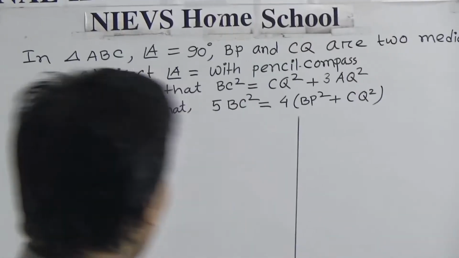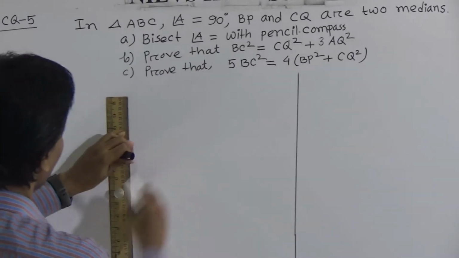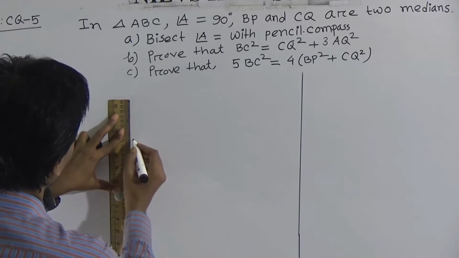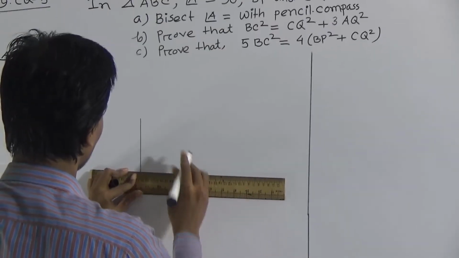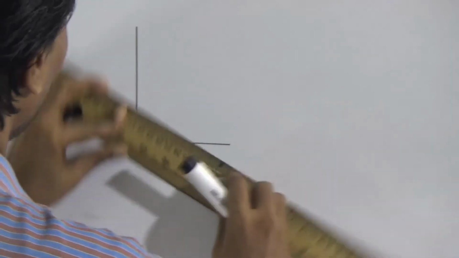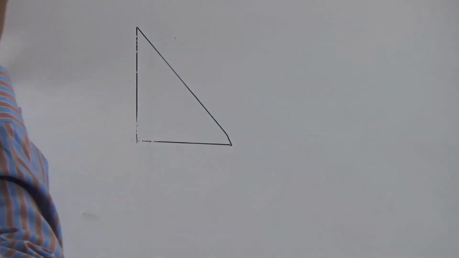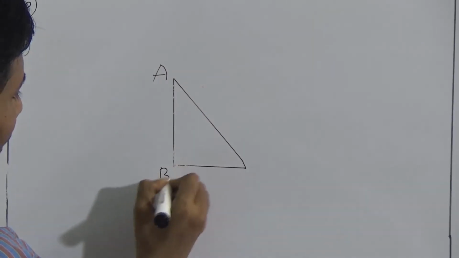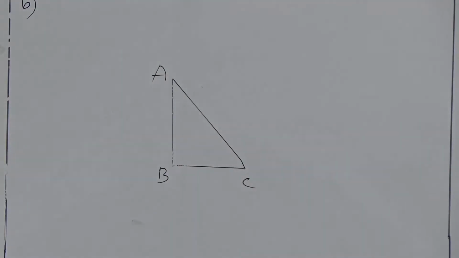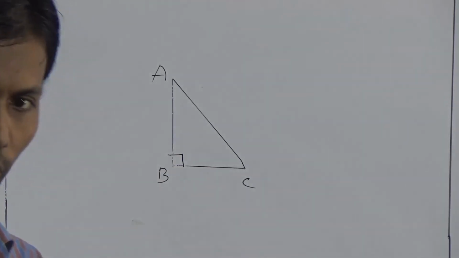Question number B. But I want to discuss a little bit. Suppose you see this is the right angle triangle ABC, and angle B is 90 degree. Dear student, I now discuss.